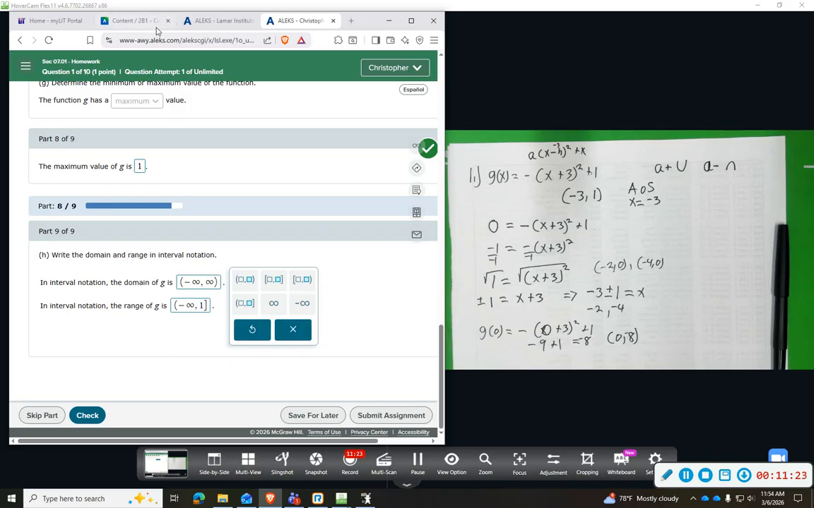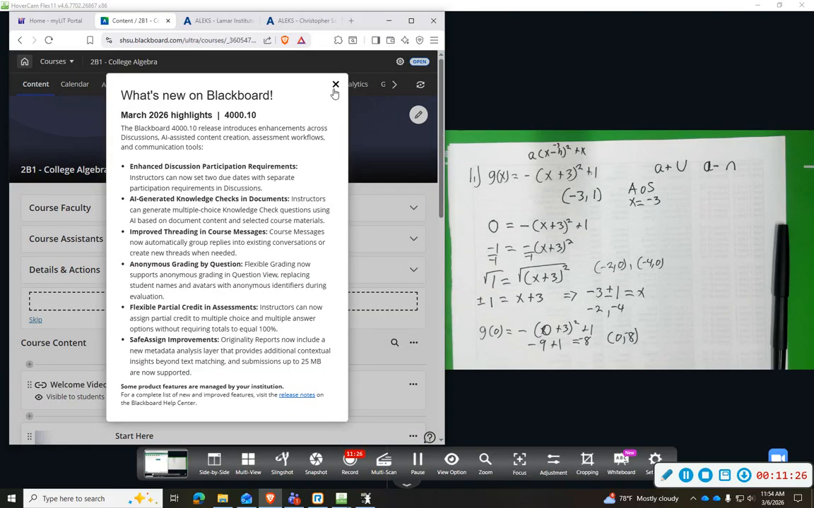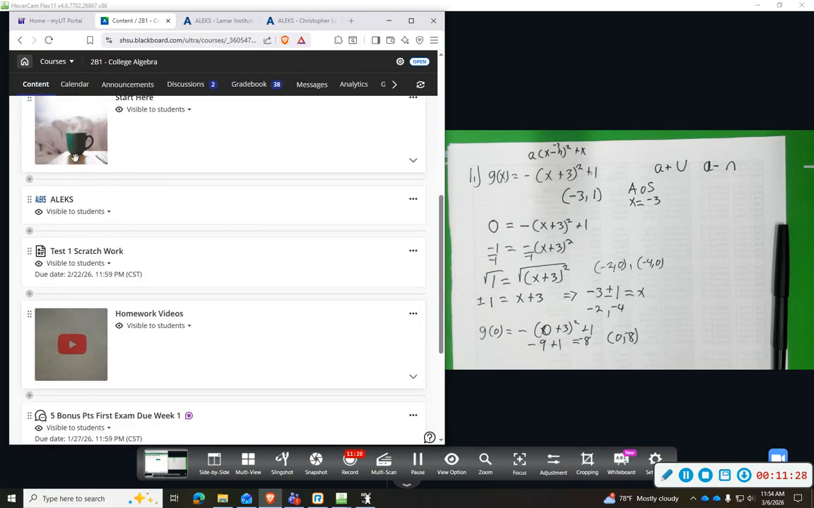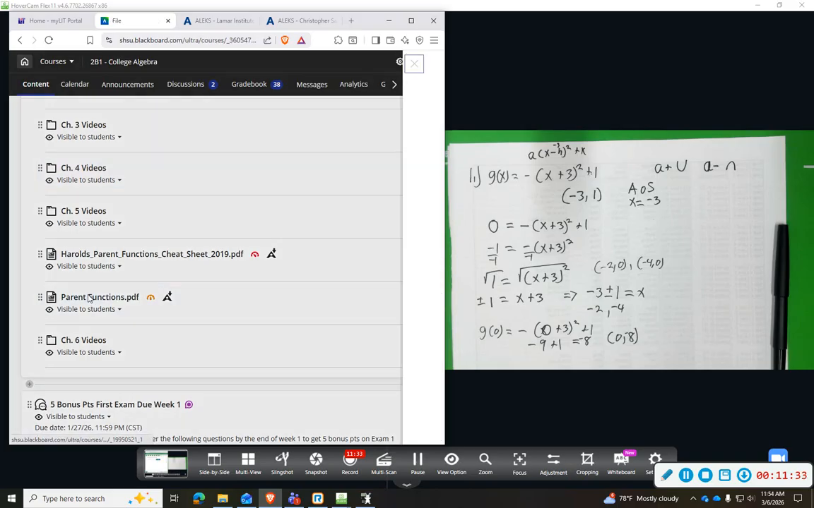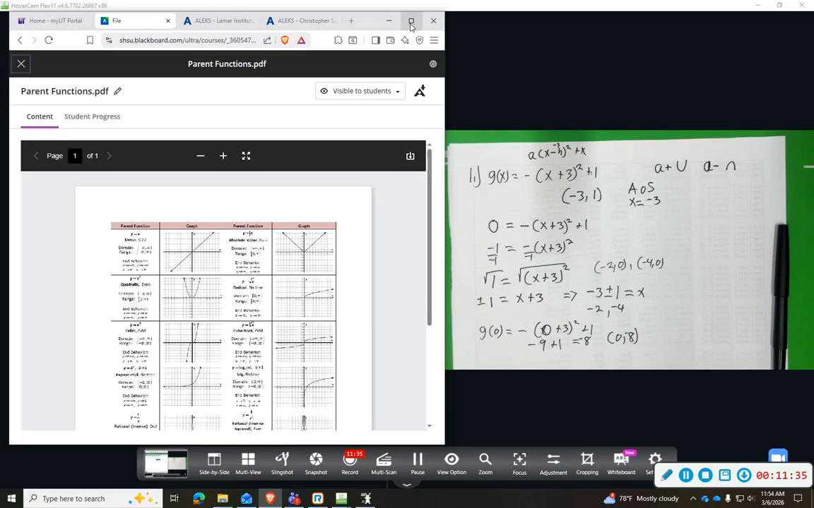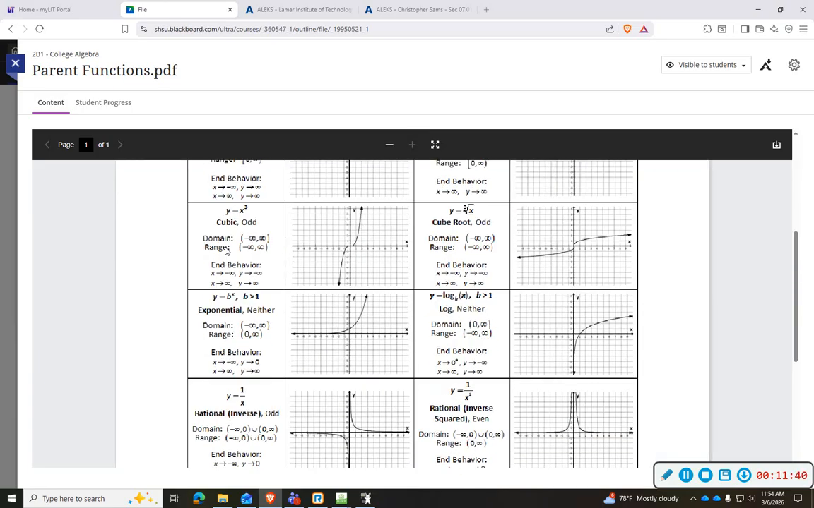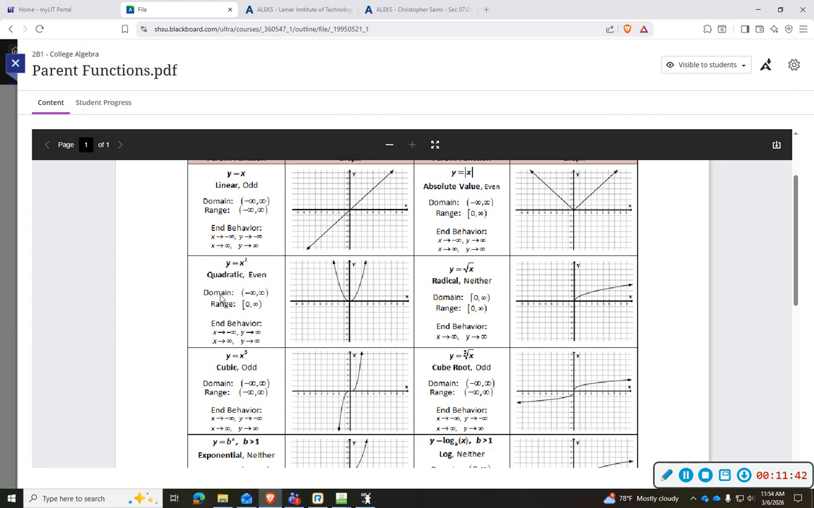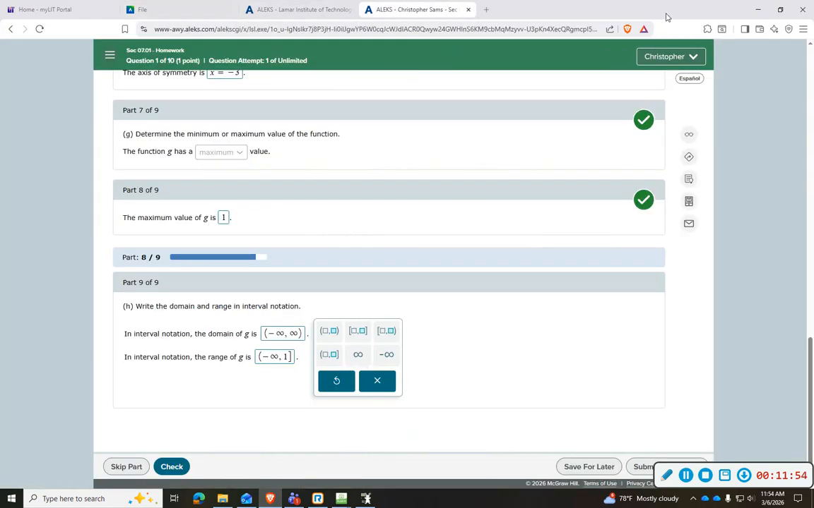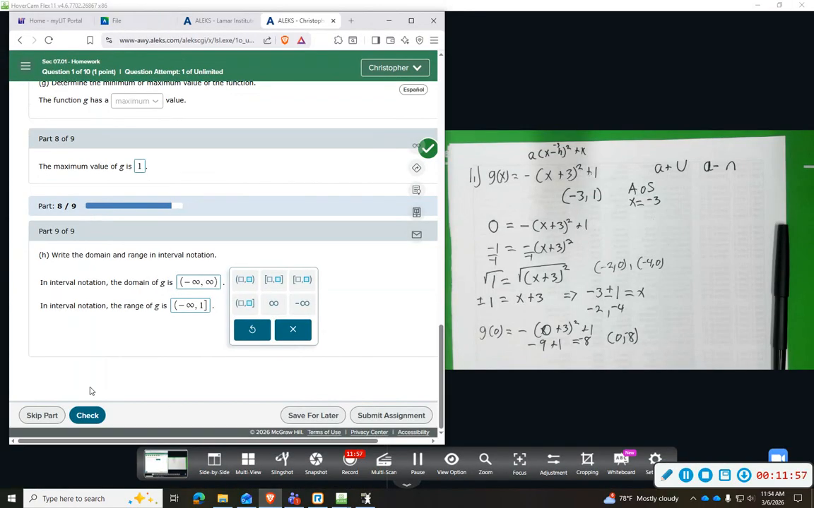Now, I do want to point out that in our Blackboard course, we do have some handouts in the video sections, parent functions, and it does show you some of these properties. So when we're doing quadratic, you can see the domain is all real. The range for this parent function is 0 to infinity. If it was opening down, it would be from negative infinity to whatever the high point is. So you do have that in our course as well to use.